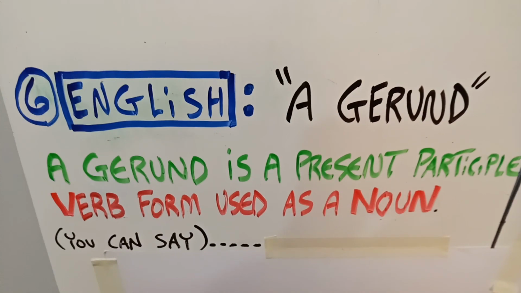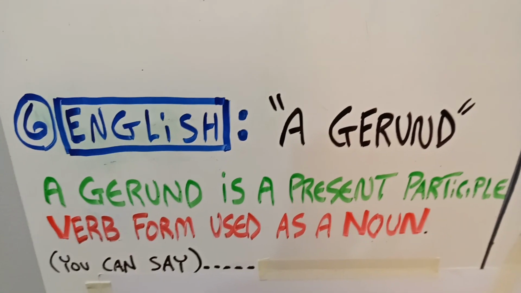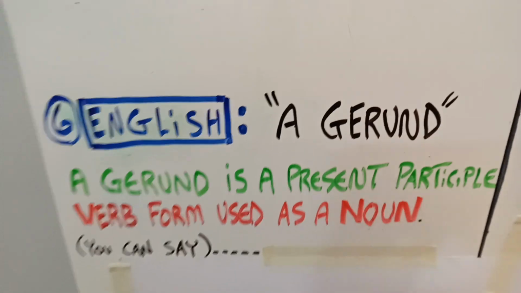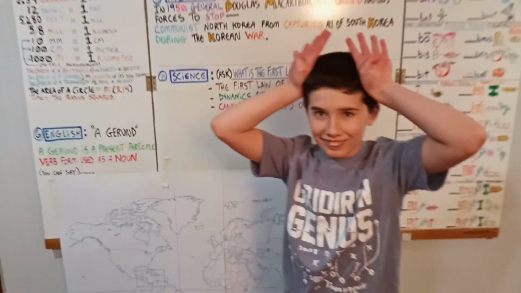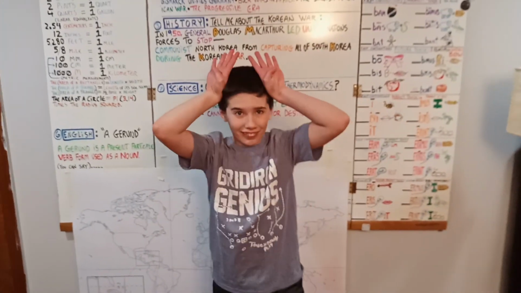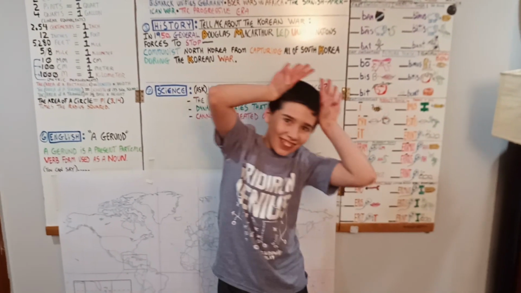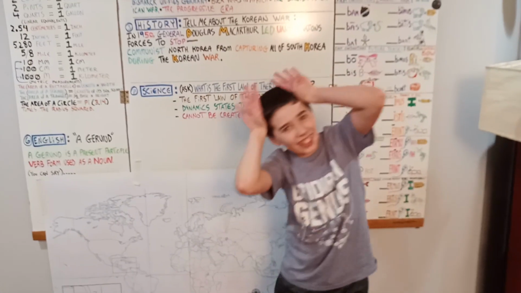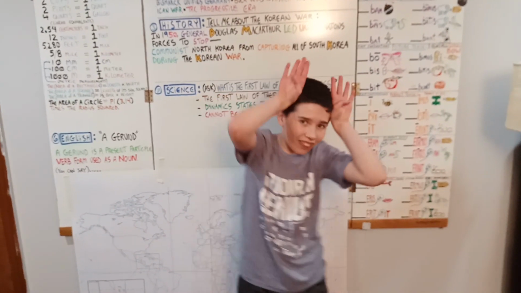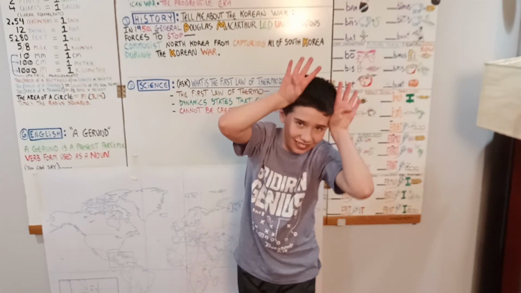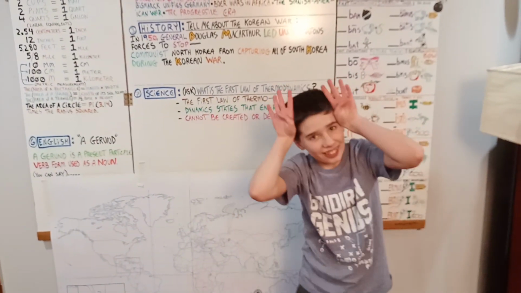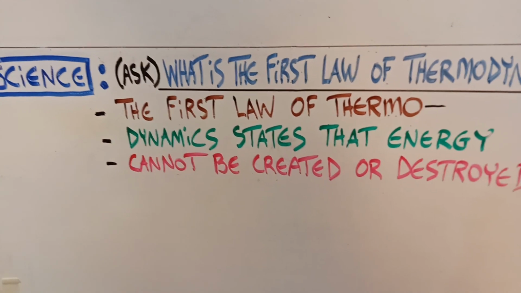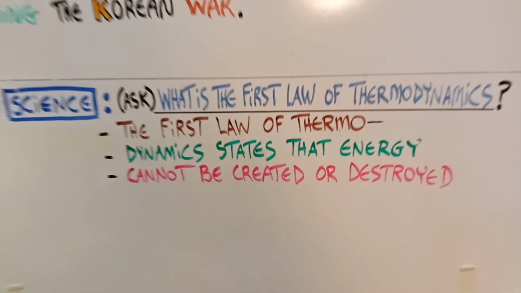All right, for English, we're going to do a gerund, and we're going to go back to a little Christmassy. You see the green and the red, and it's a gerund got run over by a reindeer. So there's our reindeer. So here we go. A gerund, present participle, verb form used as a noun. You can say a gerund's a present participle, verb form used as a noun.